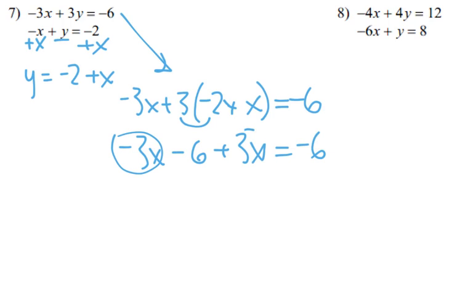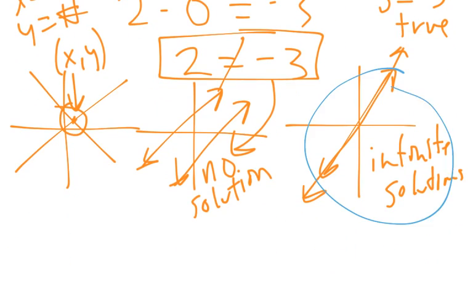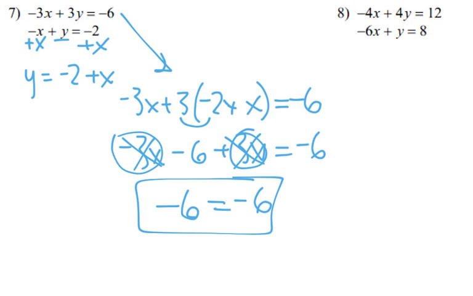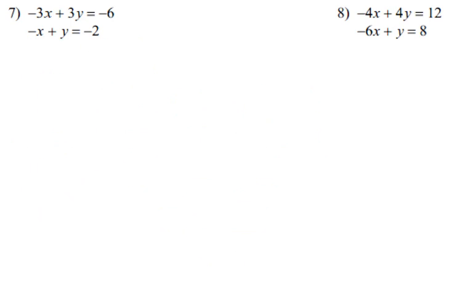So now, negative 3x, positive 3x, they'll cancel. We get negative 6 equals negative 6. That one's true. Okay, that's going back to this one, infinite solutions. Because any answer will work because it's always true. So we call this one infinite solutions. This is our third type of answer. Okay, that's what it'll look like.